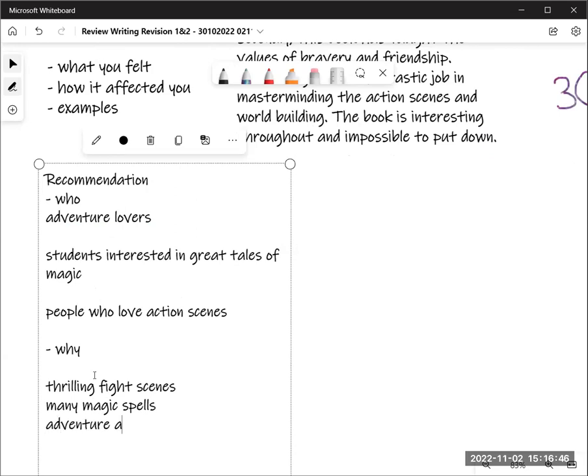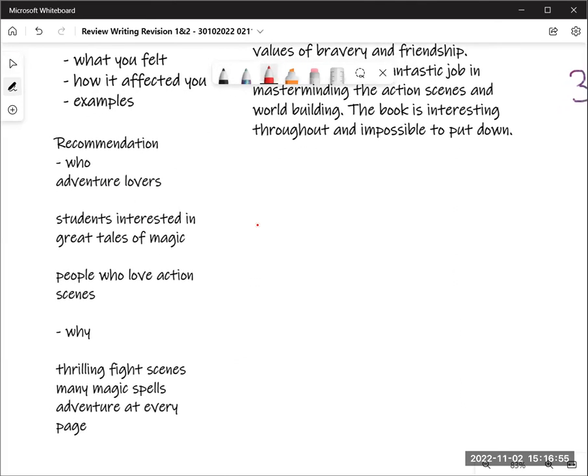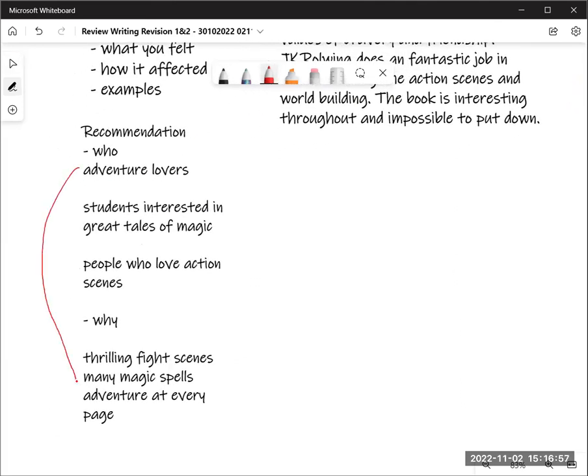Now, what are we doing here? We're basically saying these are the people who you are recommending to, and why are you recommending to these people? Because if you're recommending to adventure lovers, you have to say that there's adventure at every page. If you're recommending to students who like magic, you'll say there are many magic spells. If you're talking about people who love action scenes, we'll say that they're thrilling fight scenes.